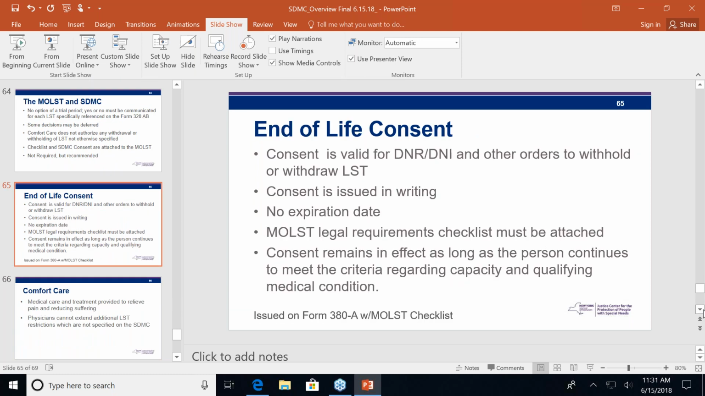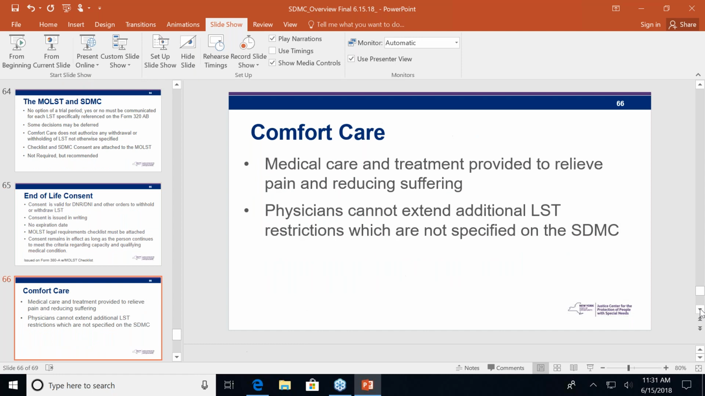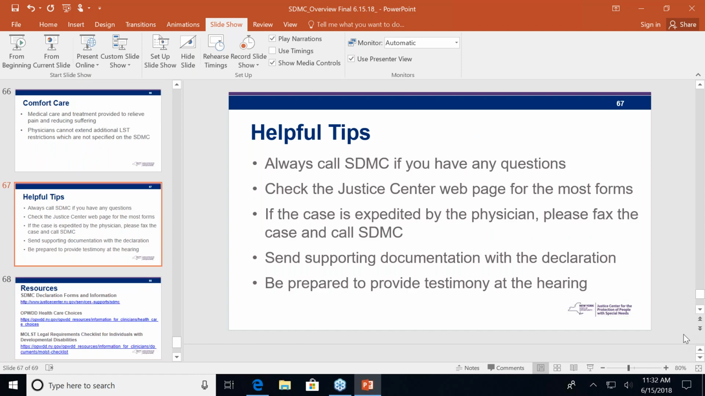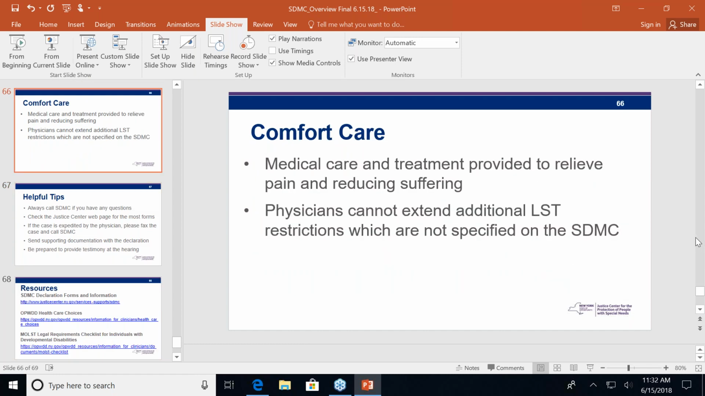So the consent for end of life, I think we've talked about this. It remains in effect as long as the person continues to meet that qualifying condition. Comfort Care, go back up to, so Comfort Care is medical care and treatment that's really provided to reduce pain, to relieve pain and reduce suffering. Physicians can't really extend any additional life-sustaining treatment restrictions that are not specified on the SDMC decision.